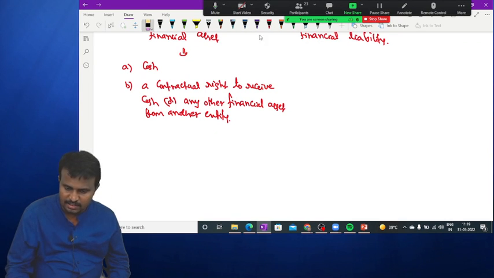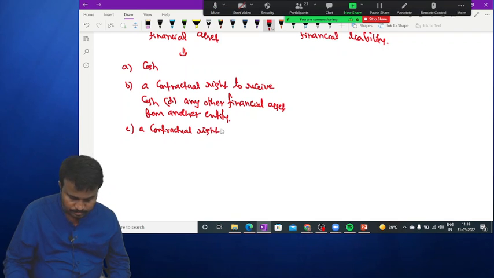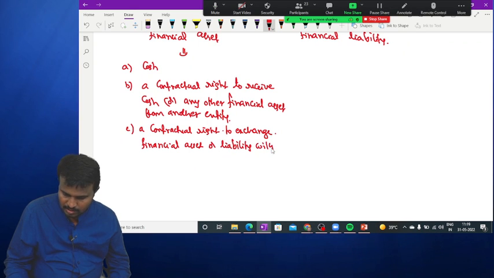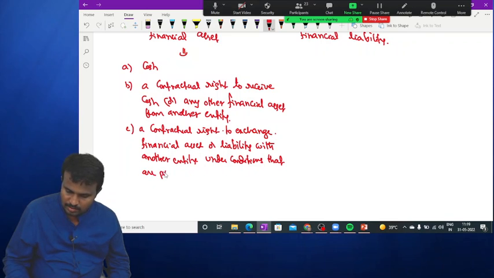And the third one is a contractual right to exchange financial assets or liabilities with another entity under conditions that are potentially favorable.